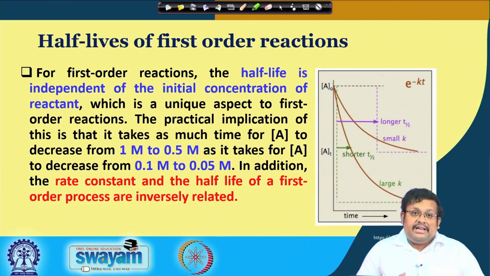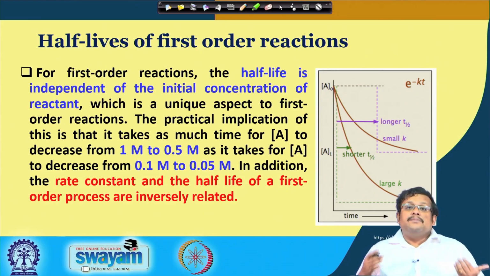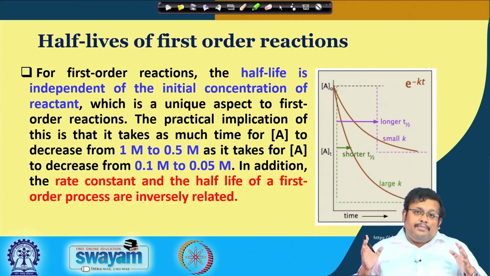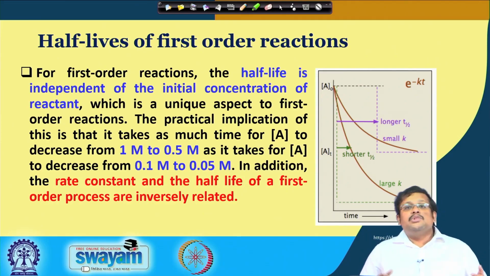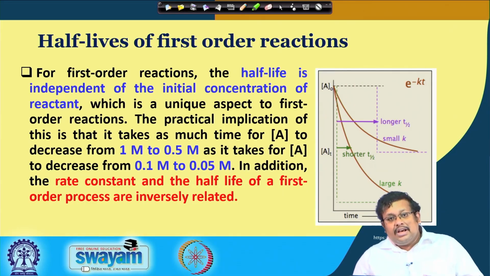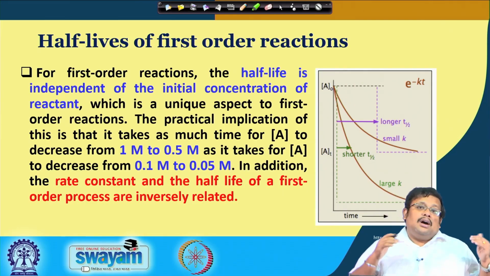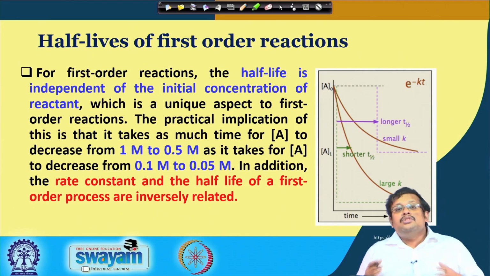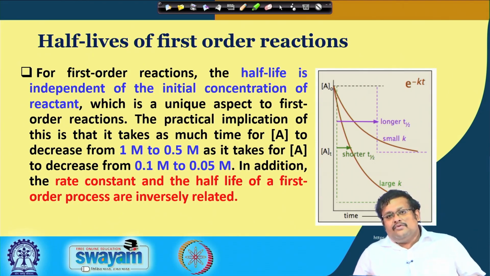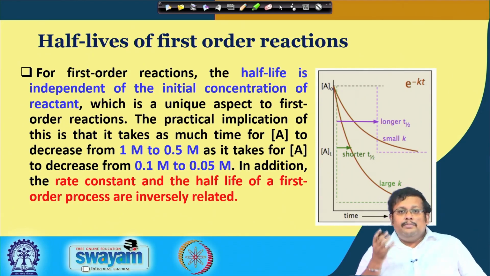The practical implication of this is it takes as much time for any reactant concentration to decrease from 1 molar to 0.5 molar as it takes from 0.1 molar to 0.05 molar. So, basically to become half of its initial concentration, it takes uniform time. In addition, the rate constant and the half life of the first order process are inversely related.